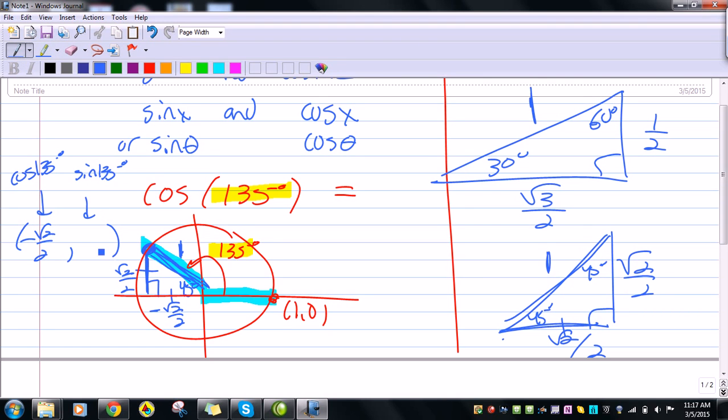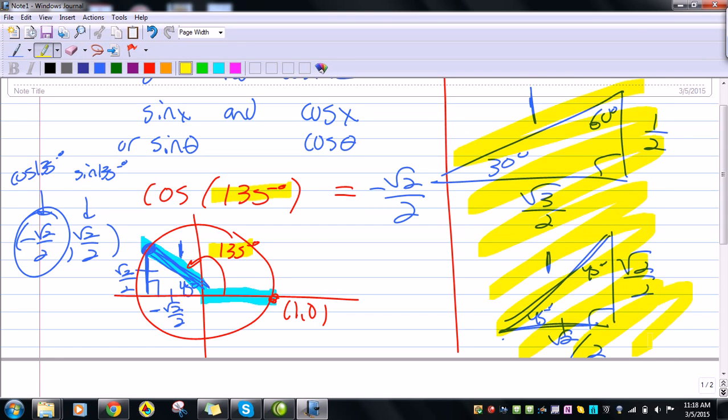the base, positive root 2 over 2, the height. And since I want the cosine, I want the x value. So there is the solution to the problem that I asked you to consider at the end of the video. Okay? So, I'll post the assignment on Canvas, but what I want you to do is make sure that you're able to use these triangles over here. So copy them down, put them in your notes, put a rectangle or circle around them. We're going to go back to that over and over again.